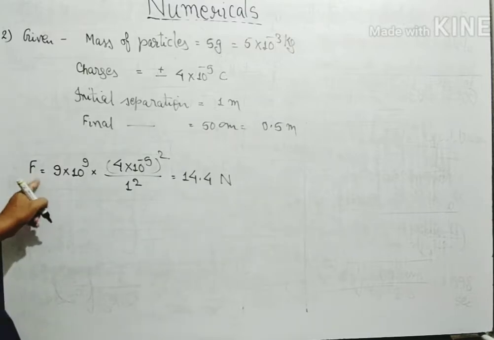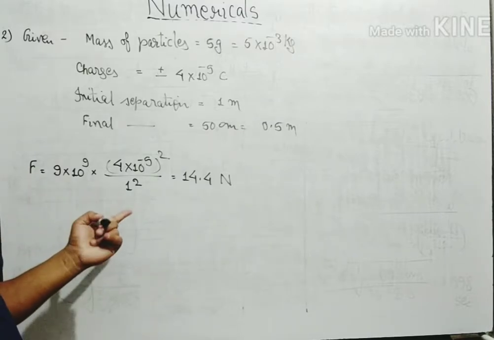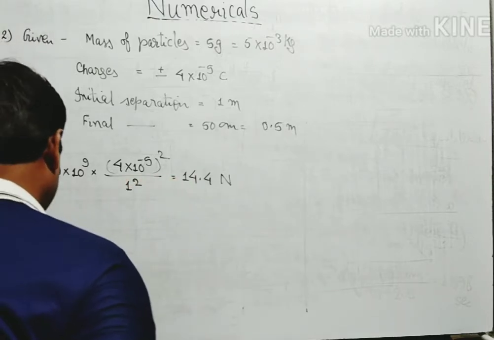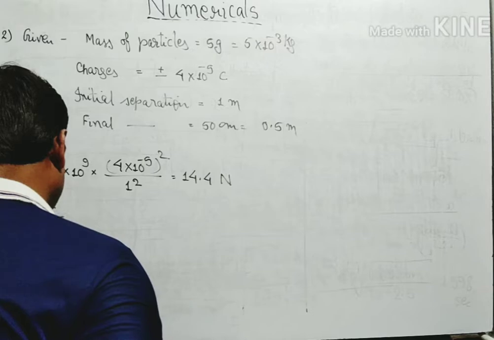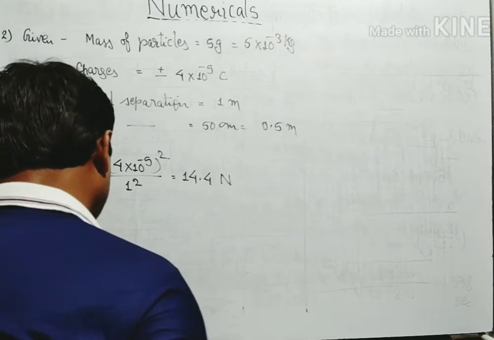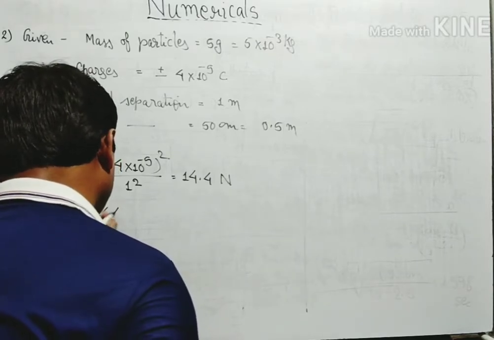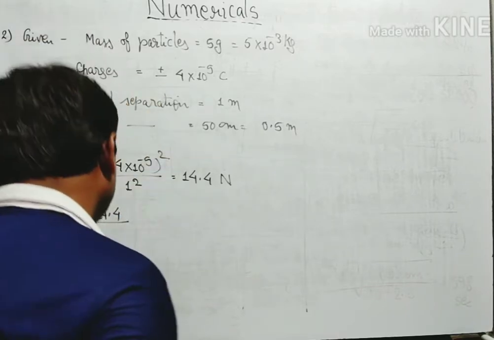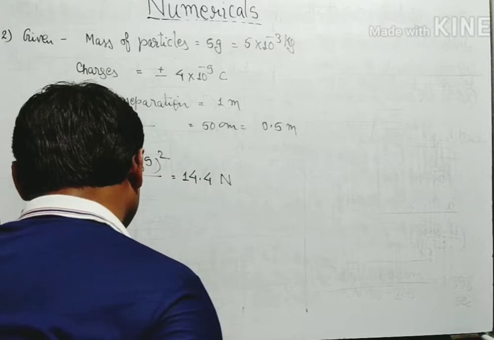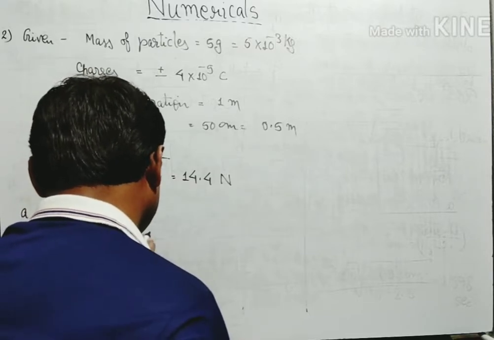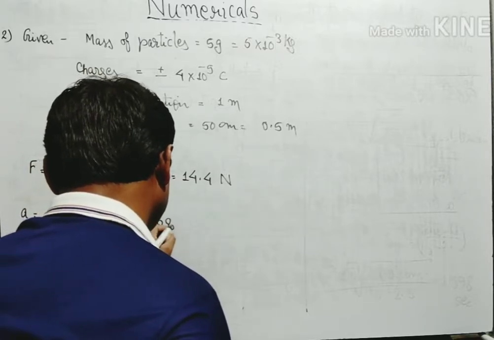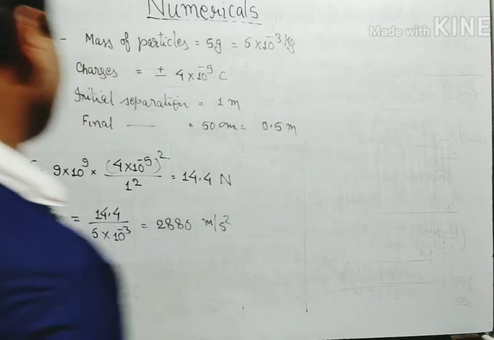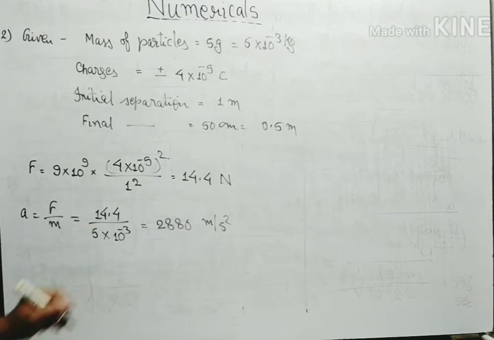Now due to this force, what is the acceleration gained by the particle when allowed to move from rest? So let's have acceleration now. So a equal to F by M, and that is equal to 14.4 as the value of F upon mass, which is given to be 5 into 10 to the power minus 3. Just solving it, we'll get 2880 meter per square second as the value of acceleration.